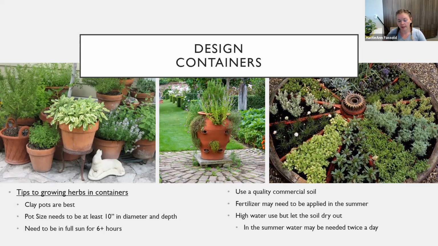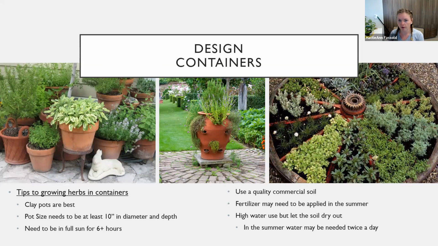So when growing herbs in containers, clay pots are best, and that's because the air is able to move through the pot a lot better. It has really good qualities that make it dry out a little bit faster. And you do want the pot to be at least 10 inches in diameter and depth. So just for relation, here we go. 10 inches, about there. So that's the diameter and then even the depth that you want it to be at. Just because your herbs are going to grow and you want to make sure that they have enough room to be comfortable.